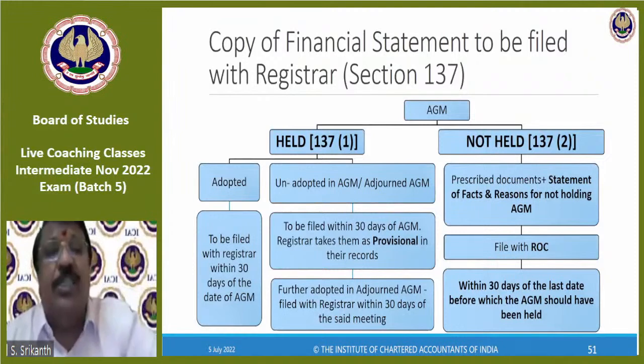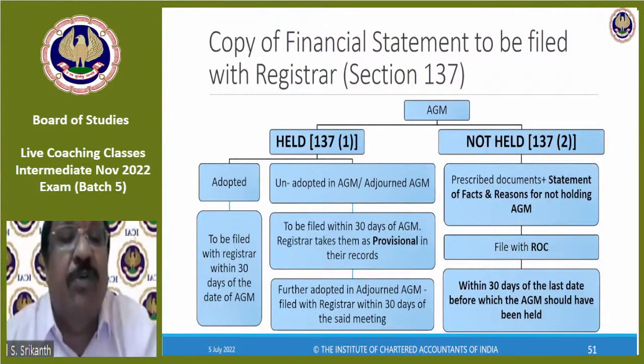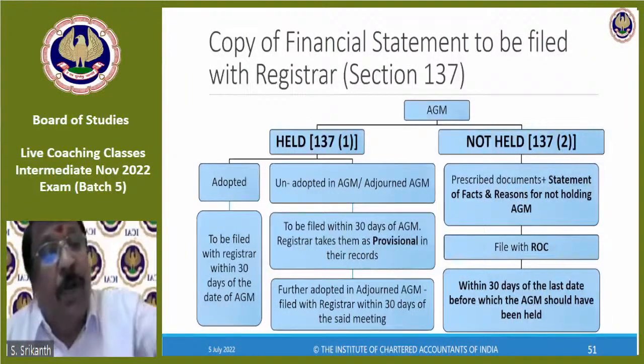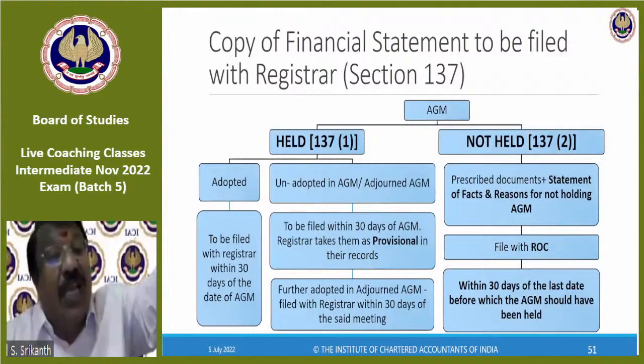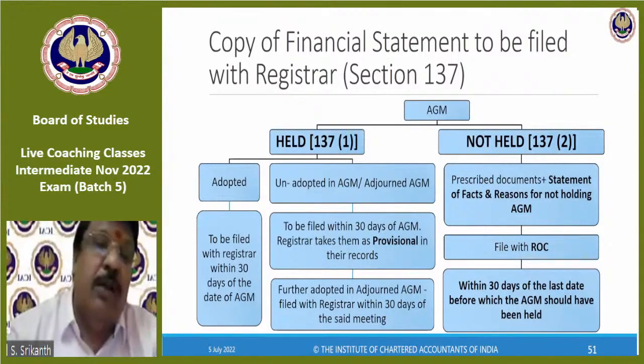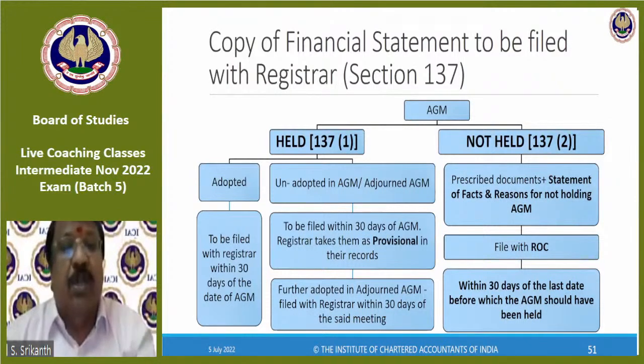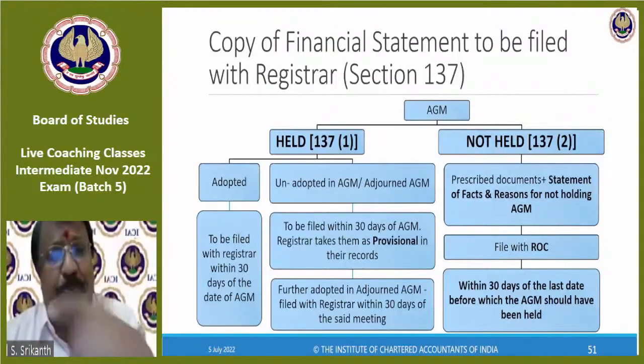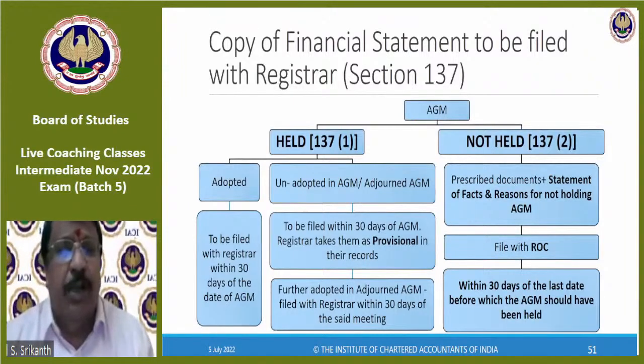Then you adjourn the AGM. At the adjourned AGM, if it is adopted, then the adopted accounts can be filed within 30 days of the said meeting. Suppose at the adjourned meeting also it is not adopted, provisional. That's a big problem. Huge problem. Not adopted. Adjourned meeting also not adopted.